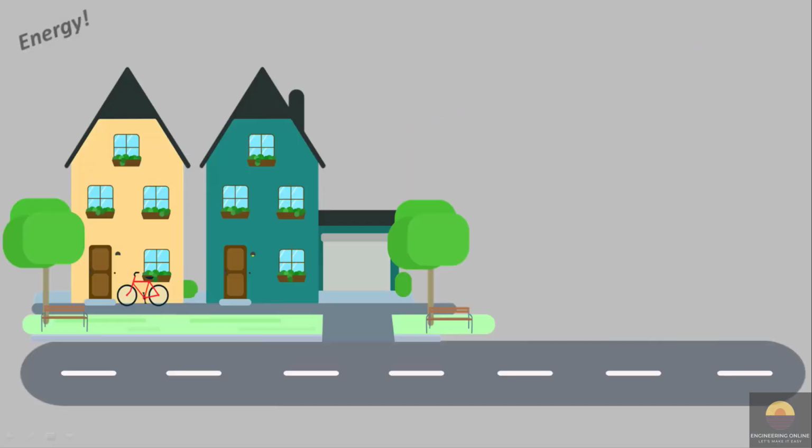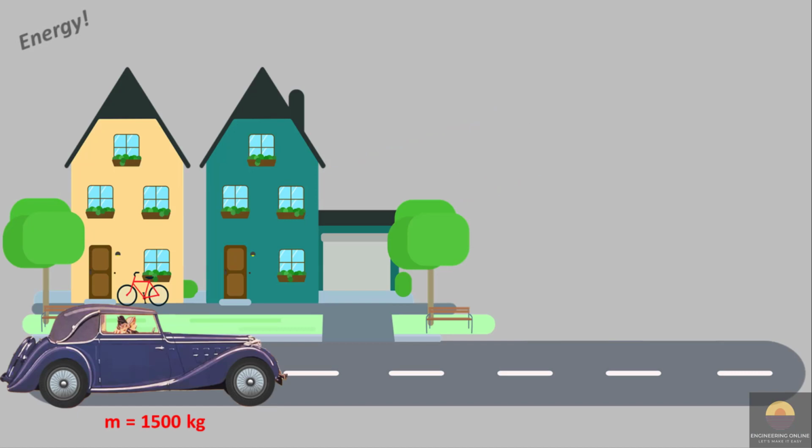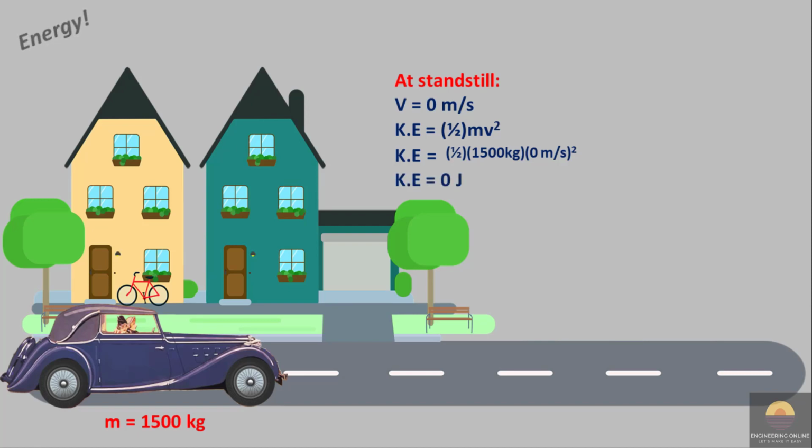Example: let us say that we have a car of mass 1,500 kilograms. At standstill, its kinetic energy is zero for it has no motion. Using the formula of kinetic energy and substituting the following values, we get kinetic energy equal to 1/2 times 1,500 kilograms times 0 meters per second squared, which is equal to 0 joules.